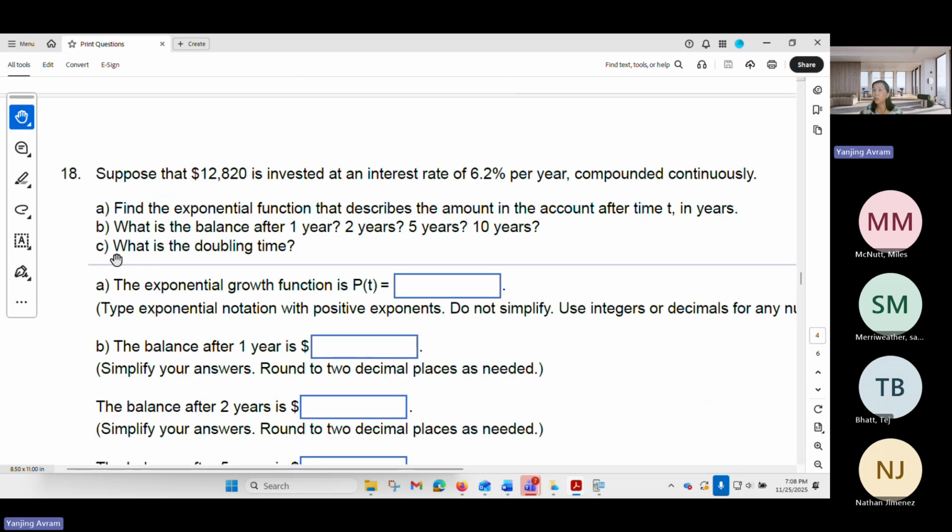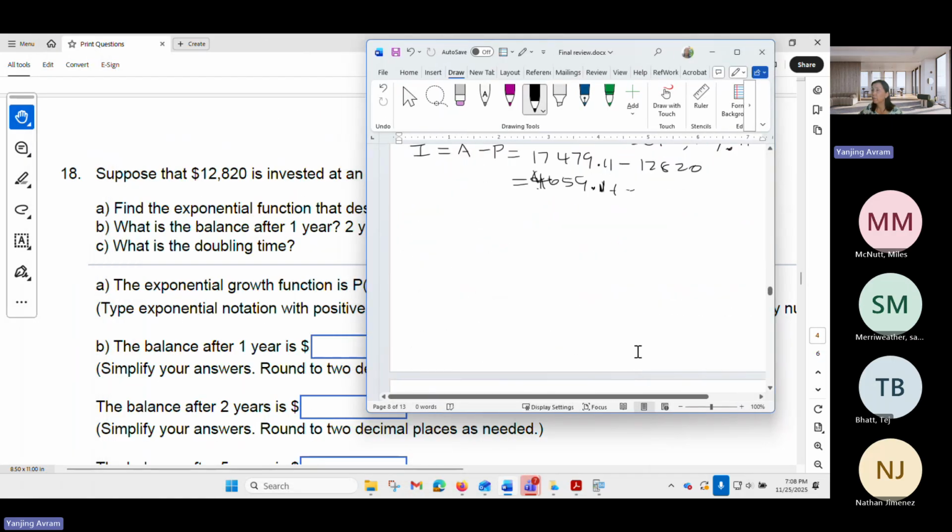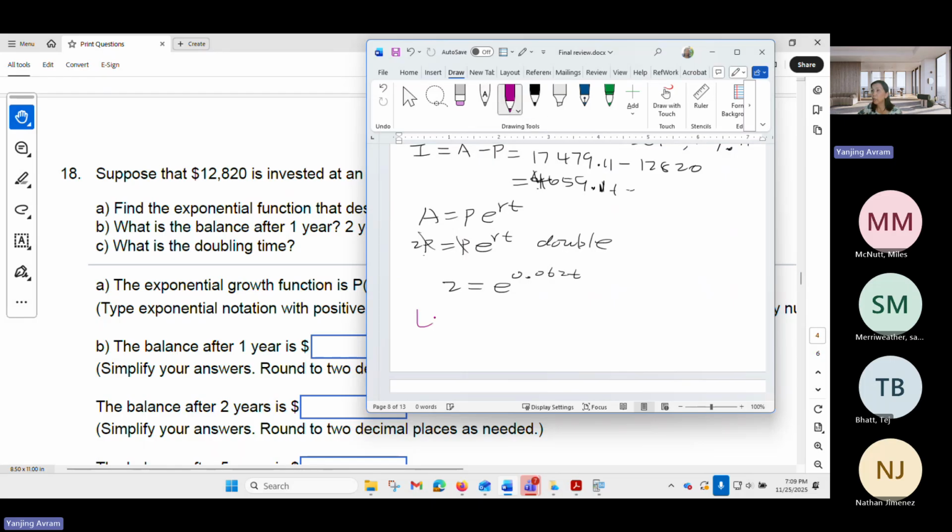Then you want to find what the doubling time is. If you put this much money in a bank, how long will it take to double? That means you need to find the time t. After 5 years it's not going to double. So we have A equal to P e to the rt. Double means A is 2 times the original, and then P and P cancel out, so we have 2 equal to e to the rt. r is 0.062, so 2 equals e to the 0.062t. To solve this, I can put ln on both sides.